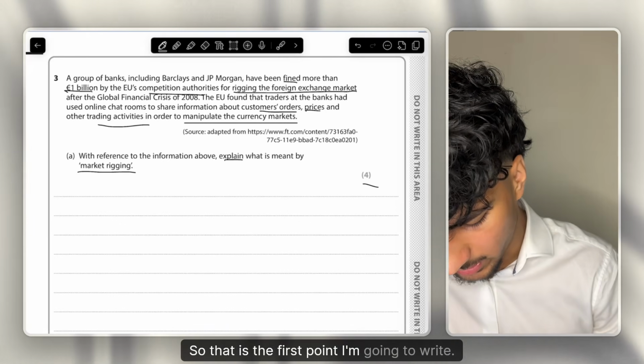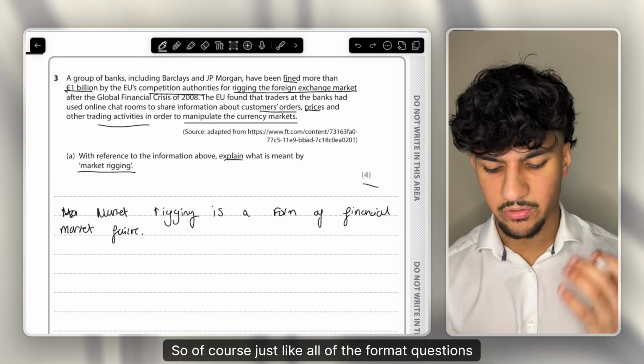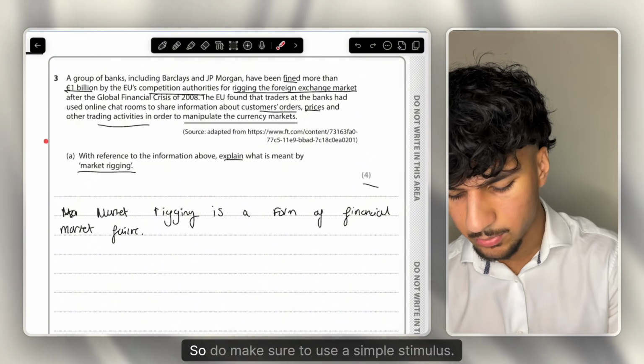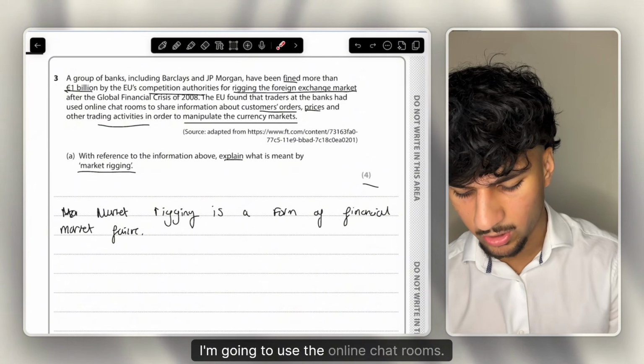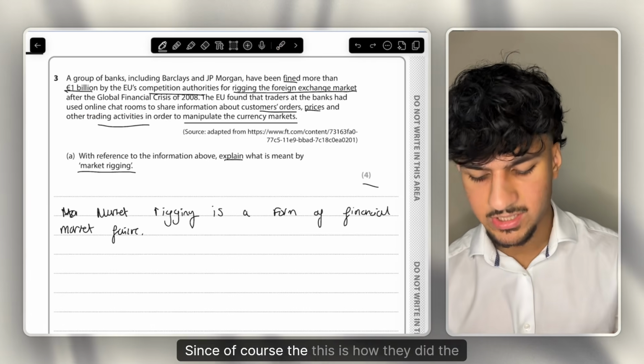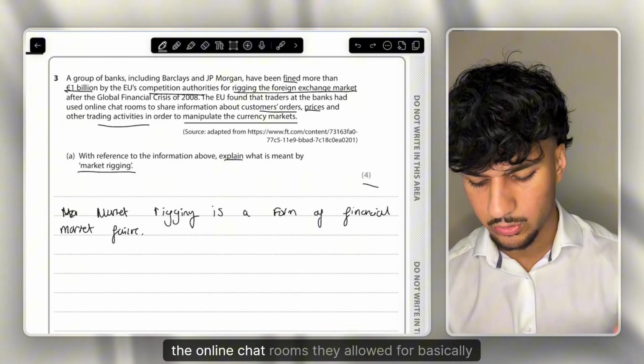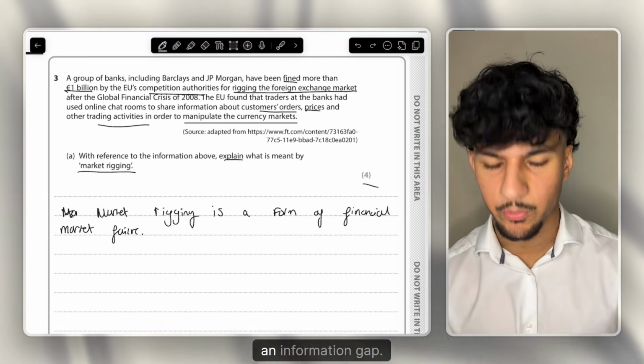So that is the first point I'm going to write. Of course, just like all other 4-mark questions, there is going to be marks reserved for application. So do make sure to use a simple stimulus. I'm going to use the online chat rooms. Why? Since of course, this is how they did the market rigging. The online chat rooms allowed for basically an information gap.